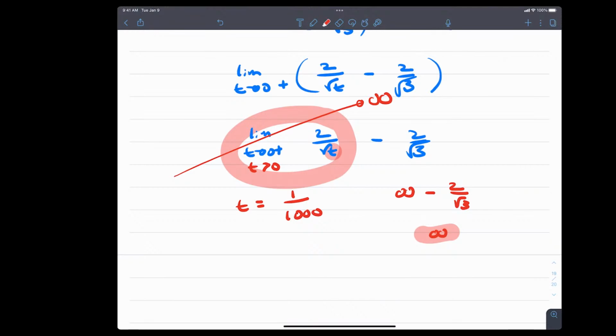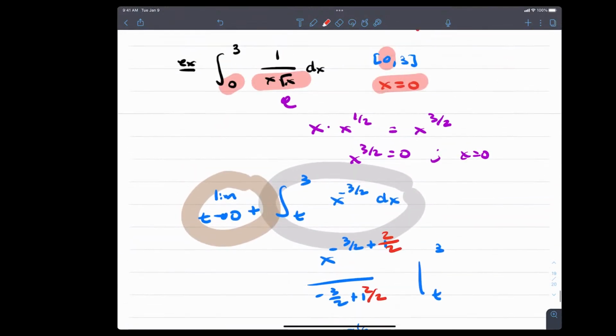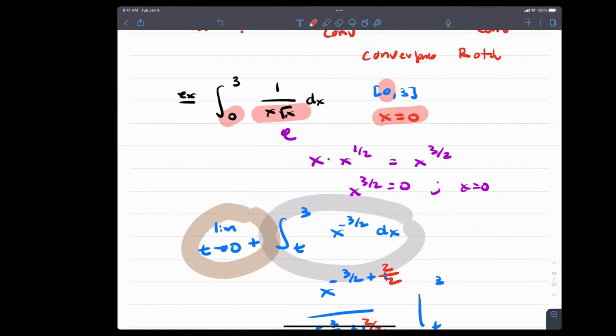So what do we say about this integral? Diverges. What do you guys think? Is that okay?